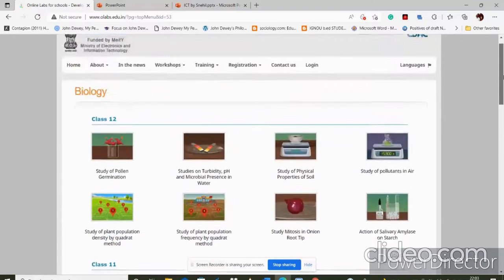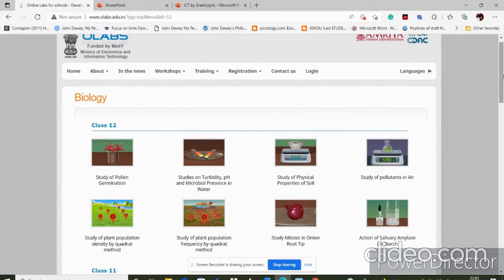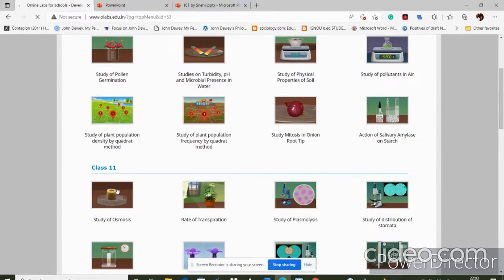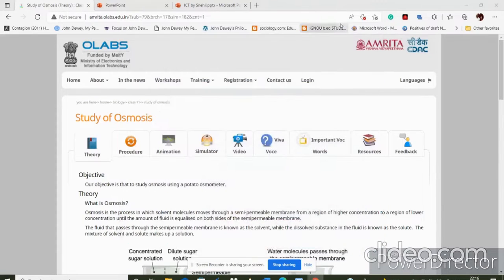So let me perform an experiment. For example, study of osmosis. In this experiment, our objective is to study osmosis using a potato osmometer. Whenever you do any experiment in Olab, they will provide you these sections.